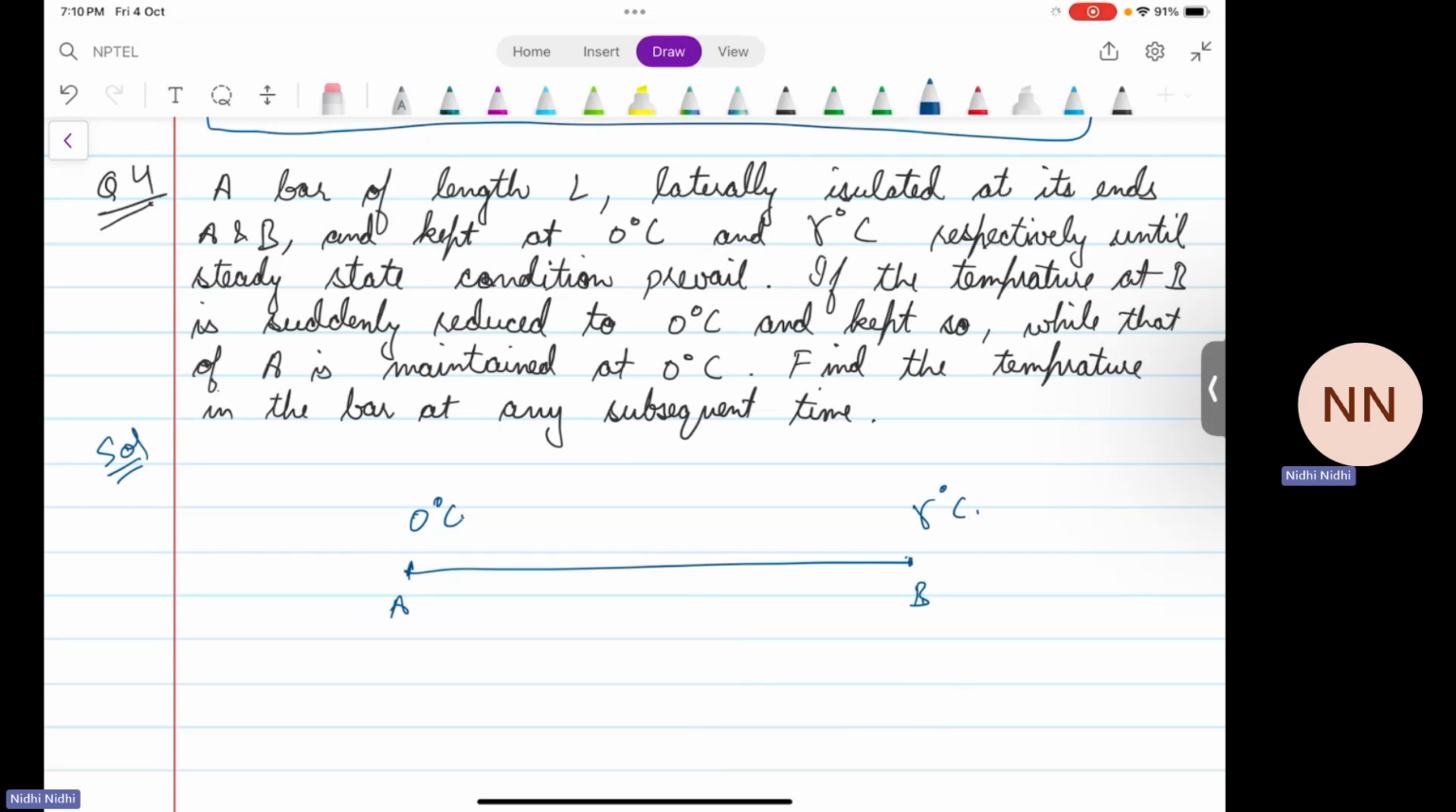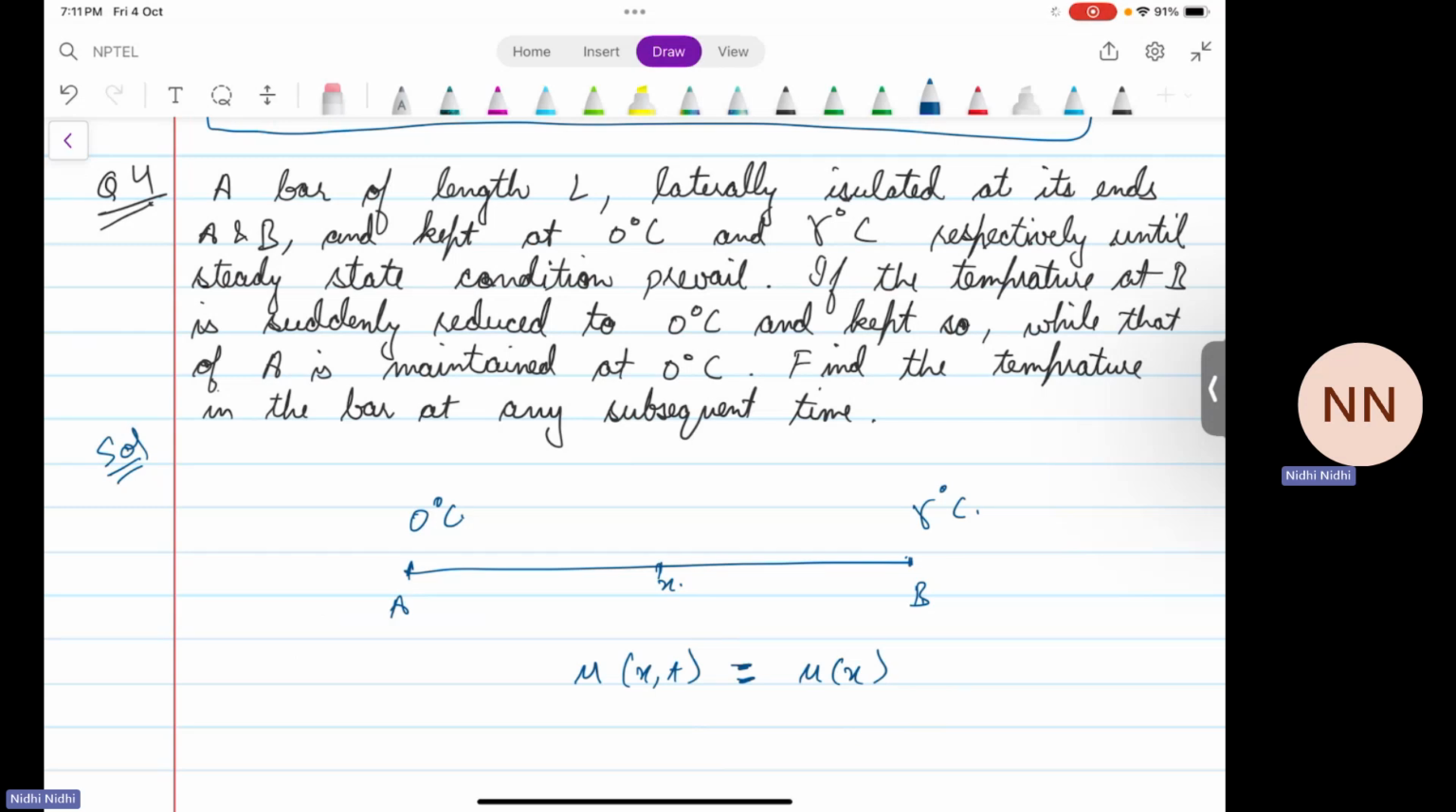That means the temperature u(x,t) at any point x at any time t is independent of t. So initially we were in a situation where temperature at A is 0, temperature at B is gamma, and at any point x on the rod, it is independent of time t. So we are in steady state condition.